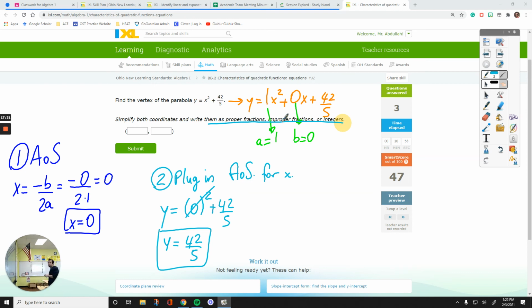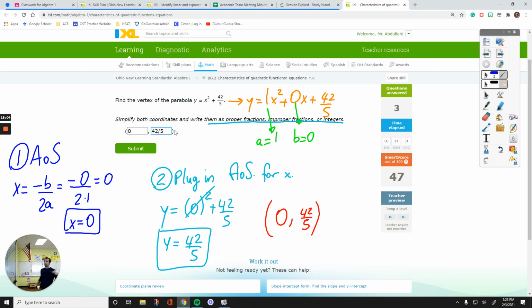Now, what this means, my answer is going to look like an ordered pair. If I plug in 0 for x, the y value is going to be 42 over 5. That's the vertex, the coordinates of the vertex. If it was about the minimum or maximum value, this would be my answer. 42 over 5 would be the only number that I want to put in the box. But it says write down the coordinates of the vertex, so I need both of the numbers.